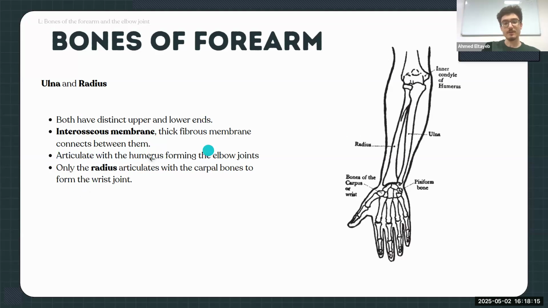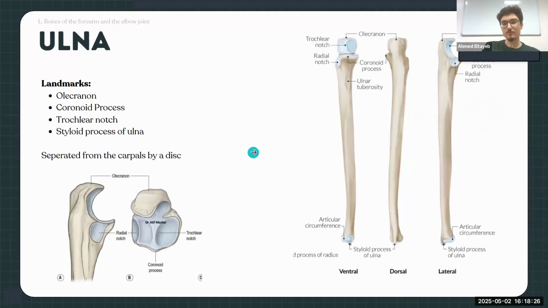And again, about the articulation, it's the radius that is connected to both the humerus and the wrist joint. Meanwhile, the ulna is only connected to the humerus. Let's talk more about this. But before the articulation of the elbow joint, let's first talk about each bone on its own.